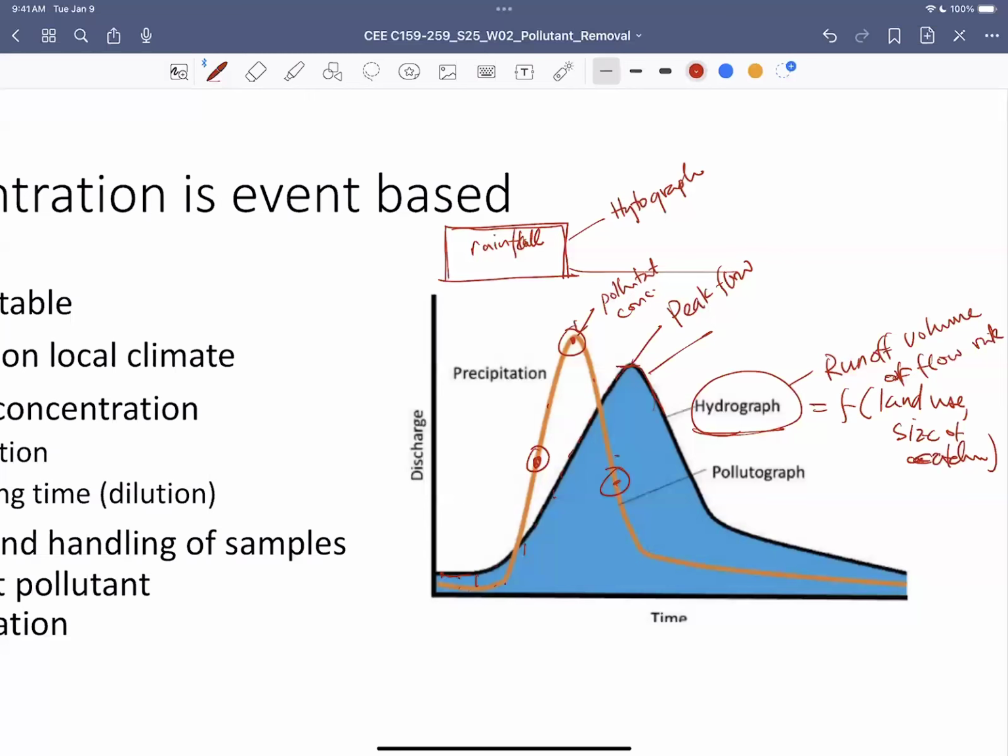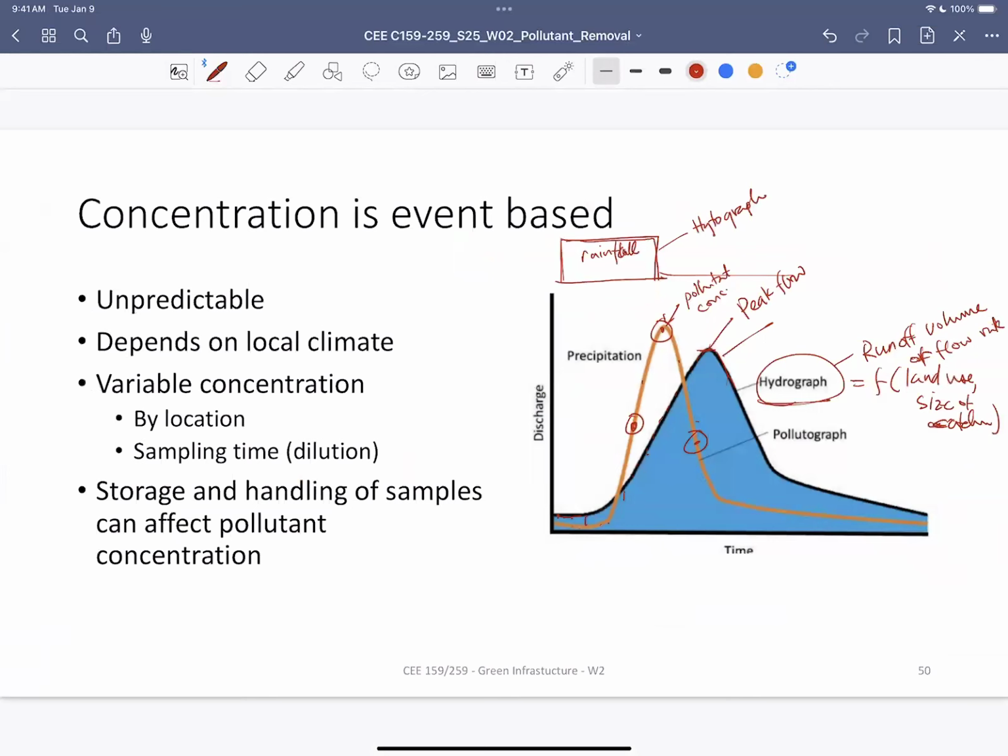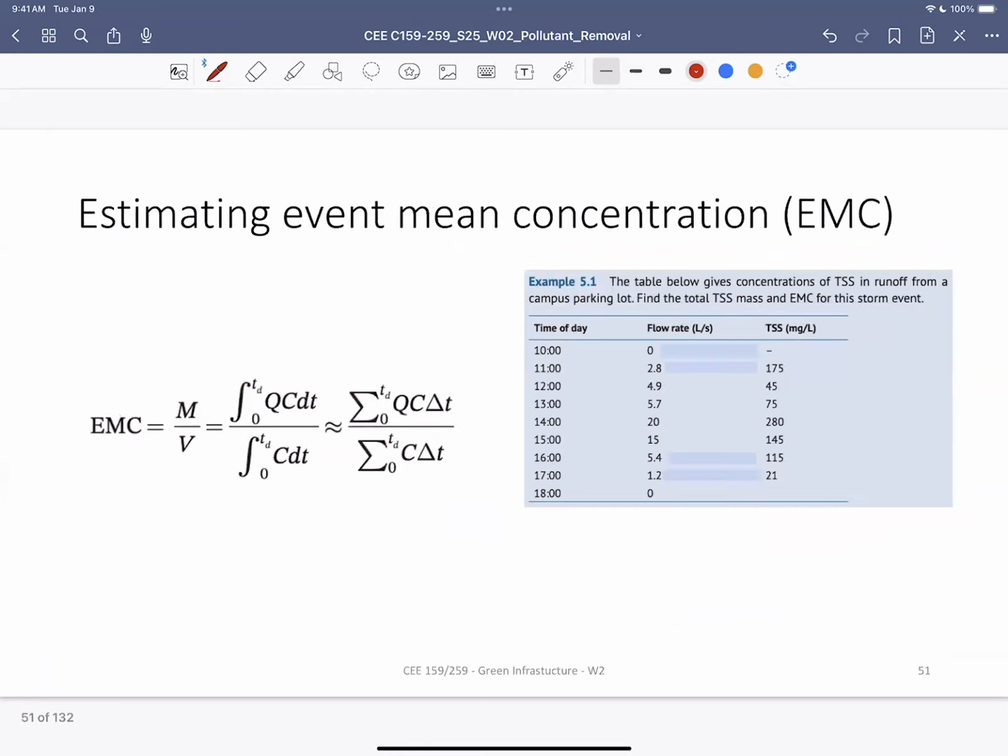So that's why, when we measure the concentration, we do not report one concentration. We may have to report everything, but that's not desirable. So what we use is the event mean concentration. That means you have to normalize the concentrations as a function of the volume of water discharged. Event mean concentration is the mass of pollutants discharged in that time divided by the volume of water discharged. And the mass of pollutants is concentration times volume.